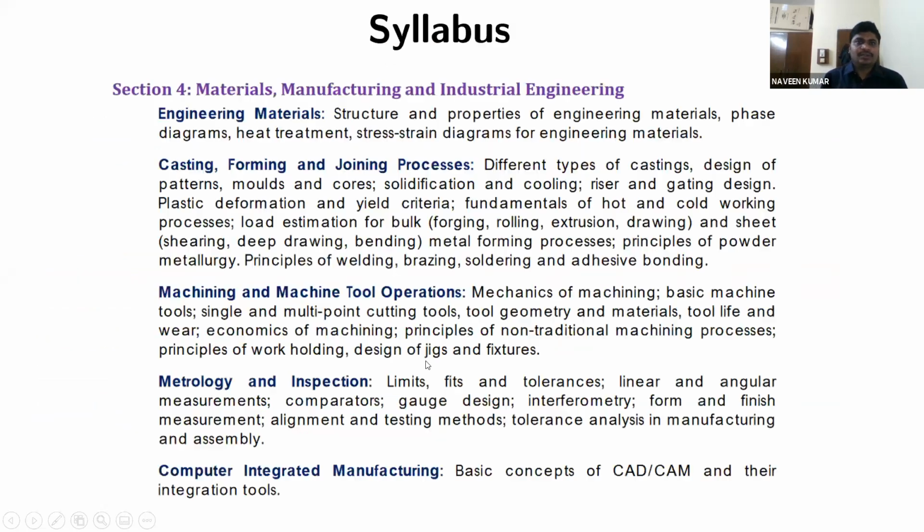Anyways, so this is your syllabus. If you go and see section 4 of the GATE syllabus, you can see materials, manufacturing, and industrial engineering. So we have these topics. You have engineering materials, and then casting, that is metal casting, metal forming, and joining processes like welding. So these are the different miscellaneous manufacturing techniques.